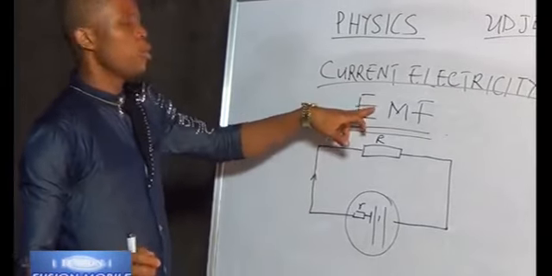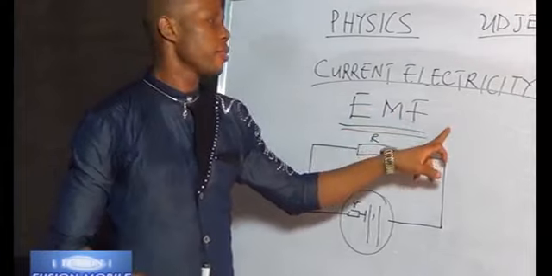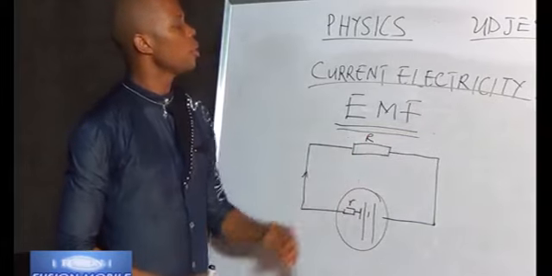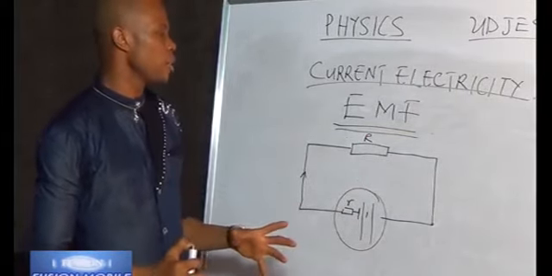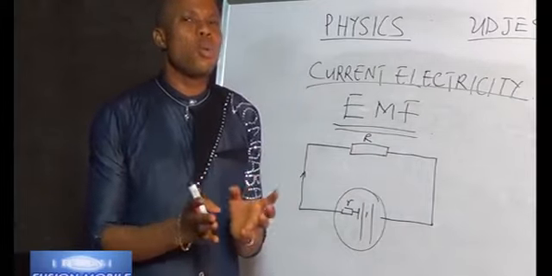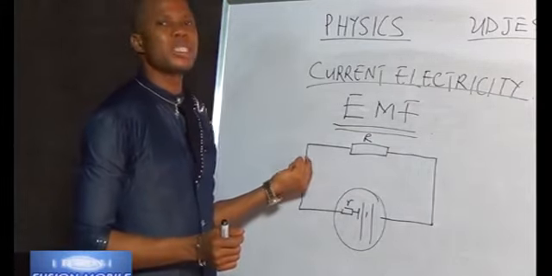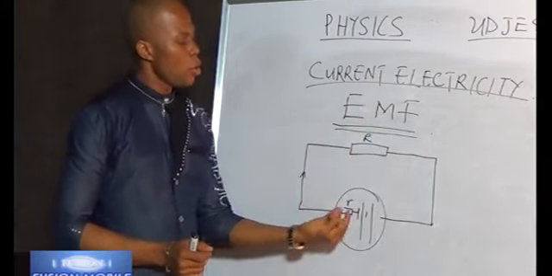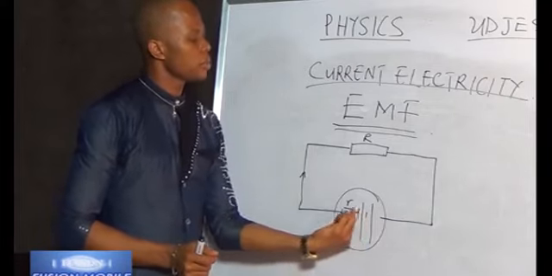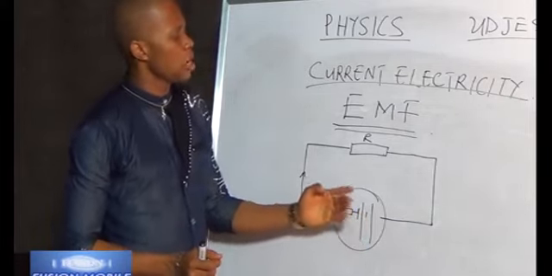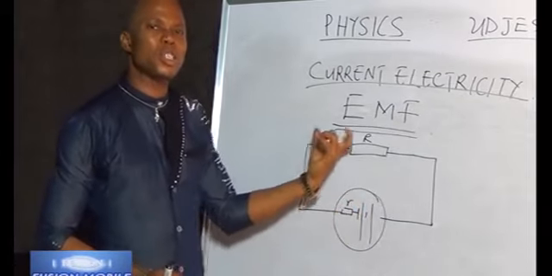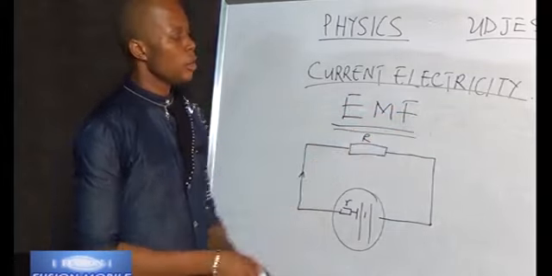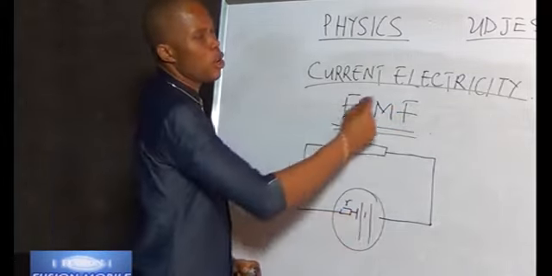My dear, I know you may be wondering what is EMF. This simply means electromotive force. In definition, we can say that it is the total work done in taking a unit positive charge round a complete circuit. You can see my circuit. Once a positive charge is produced, or moving across, we say taking it round this complete circuit. The work done in doing that is called electromotive force. The force that will take this round a complete circuit.